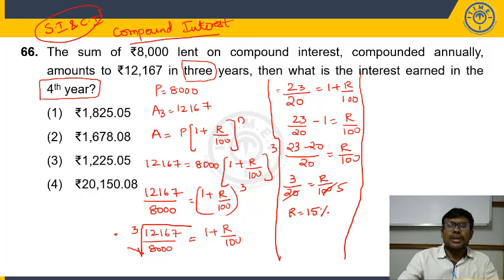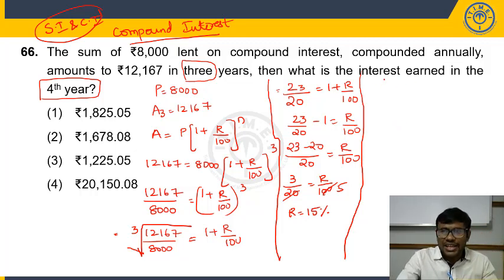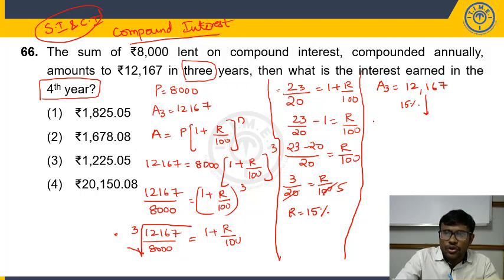But you don't have to. He's not asking to calculate rate of interest. What is he asking? He's asking to calculate 4th year CI. How can I get this 4th year CI? You have the amount for 3rd year. What is the amount for 3rd year? 12,167. On this, charge 15%, that is charge rate of interest on it, you will get 4th year CI.